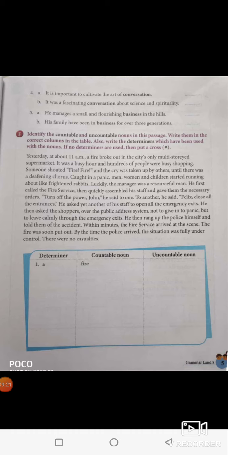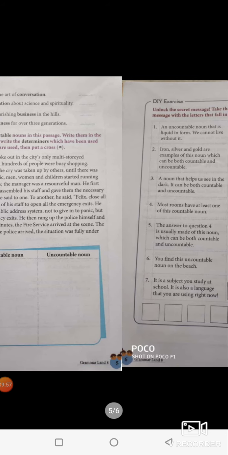For example, yesterday at about 11 a.m. a fire broke out. So a is the determiner, and fire is countable. A fire broke out in the city's only multi-storied supermarket. It was a busy hour. So a is the determiner there, and hour is countable. And hundreds of people, countable or uncountable, it depends on you. Keep filling in the columns given. If you have any doubts, we will discuss in our class.